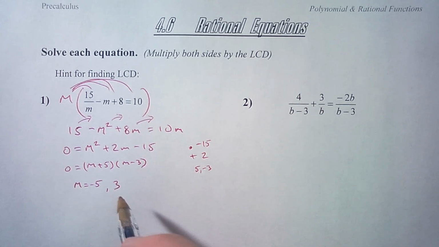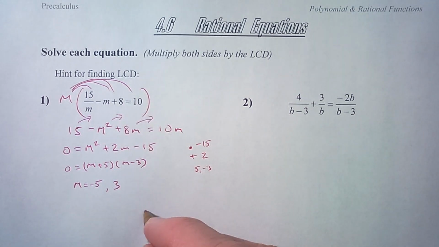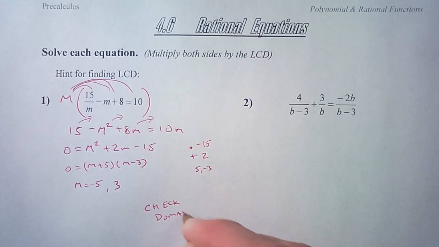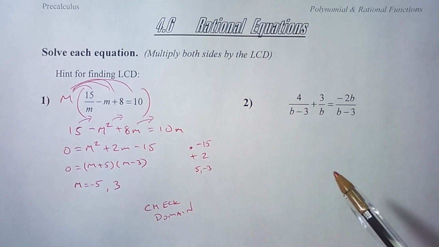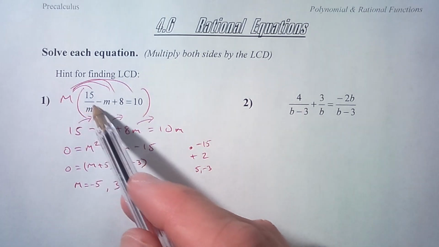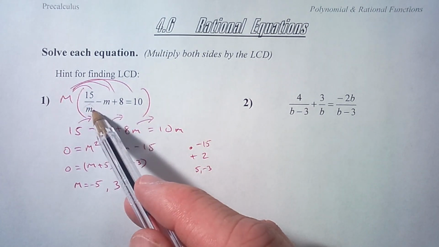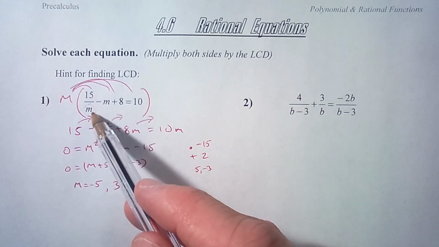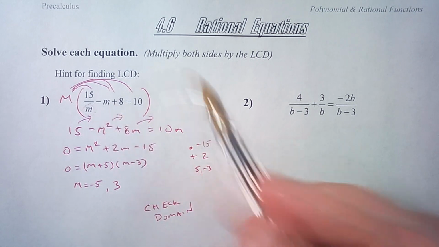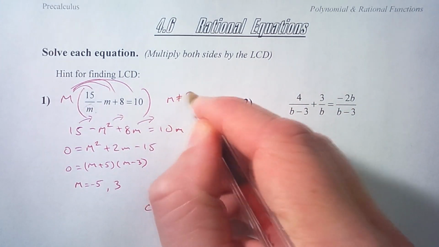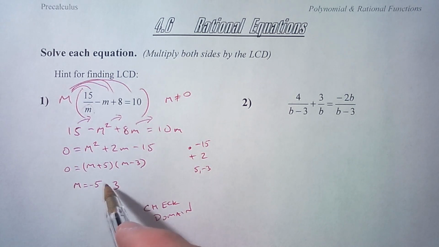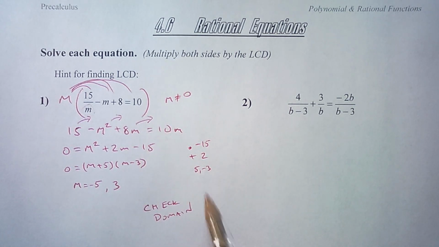Now, before I put a box around this, I need to check the domain. So we always want to check the domain when we have a rational equation. In this case, I have an m in a denominator, and if my denominator here is 0, then I get a non-real number, I get an undefined number. So m cannot be 0. Now my solutions are negative 5 and 3, so those are both okay. If I had a solution that was 0, I would have to throw that out because that would give me an undefined term.